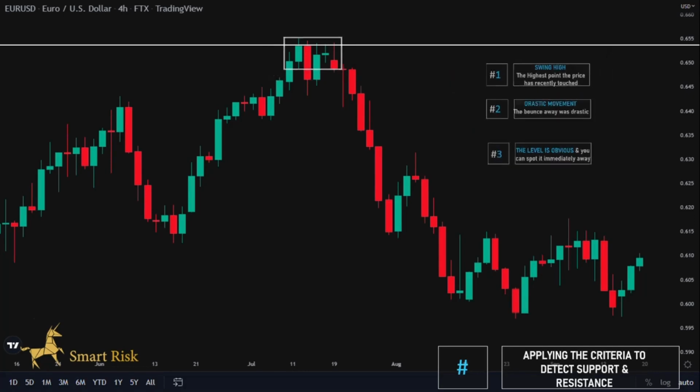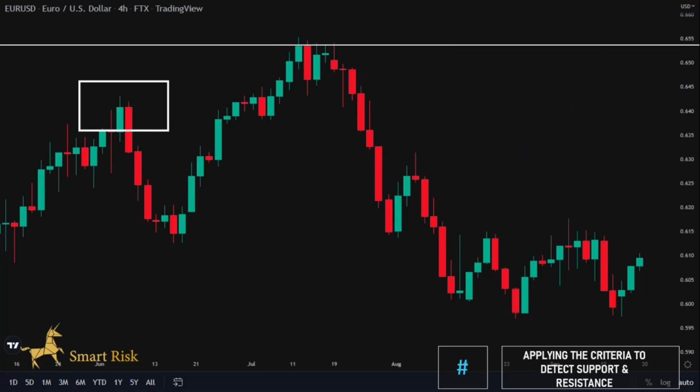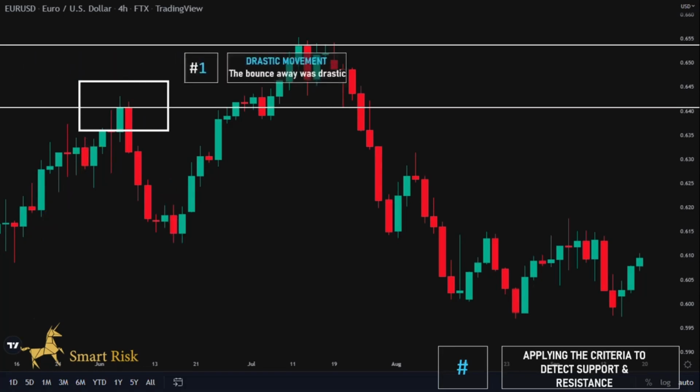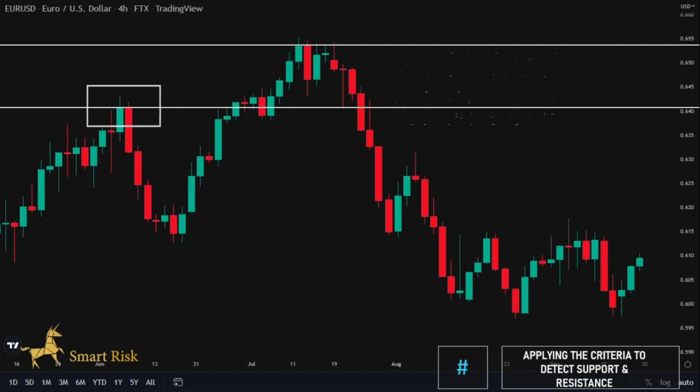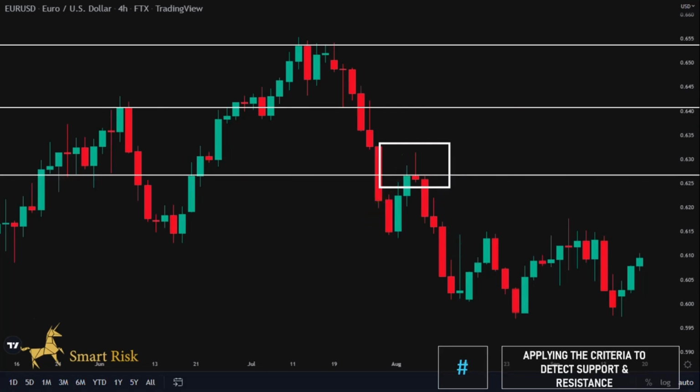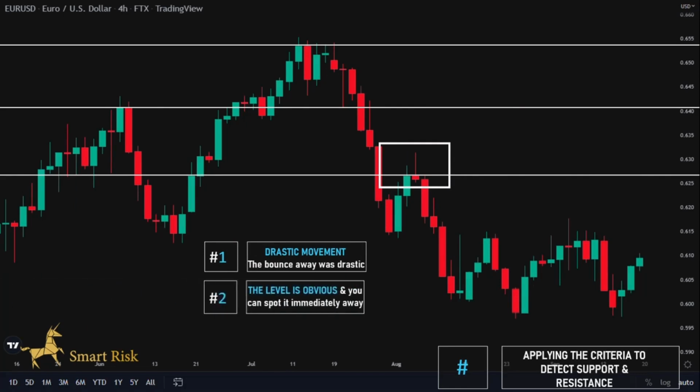So moving on down to the left, as you can see, we have this level where price rose up, hit and reversed from, so we highlight it. The criteria that this level fulfills is that 1. Drastic movement, as you can see price sharply reversed after it touched this level. 2. The level is obvious. So moving on down to the right, we spot this level here, where price came up, hit and reversed from, so we draw in. The criteria that this level meets is drastic movement, and the level is obvious.